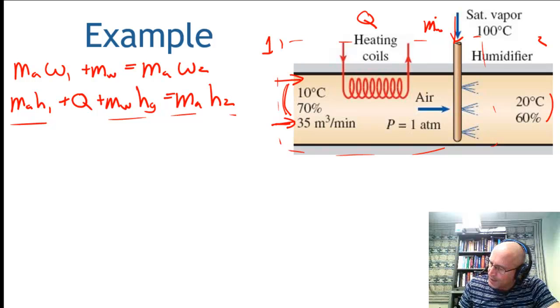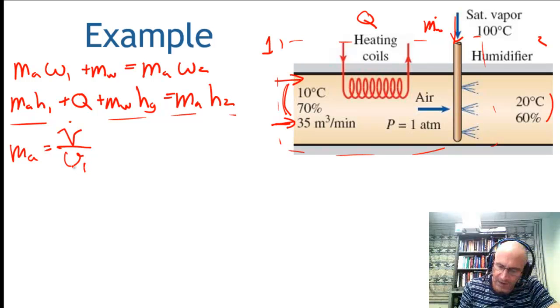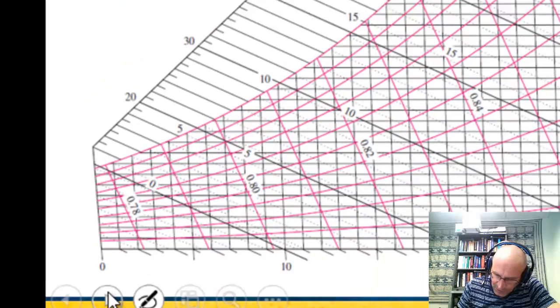All right, so first we can directly find our mass flow rate of air. That is going to be the volume flow rate that's given at the inlet over the specific volume going in. Again, this is an intensive variable I can get off of the chart. So let's look at where I am: I'm at 10 degrees and 70%. Let's go over and look at our psychrometric chart.